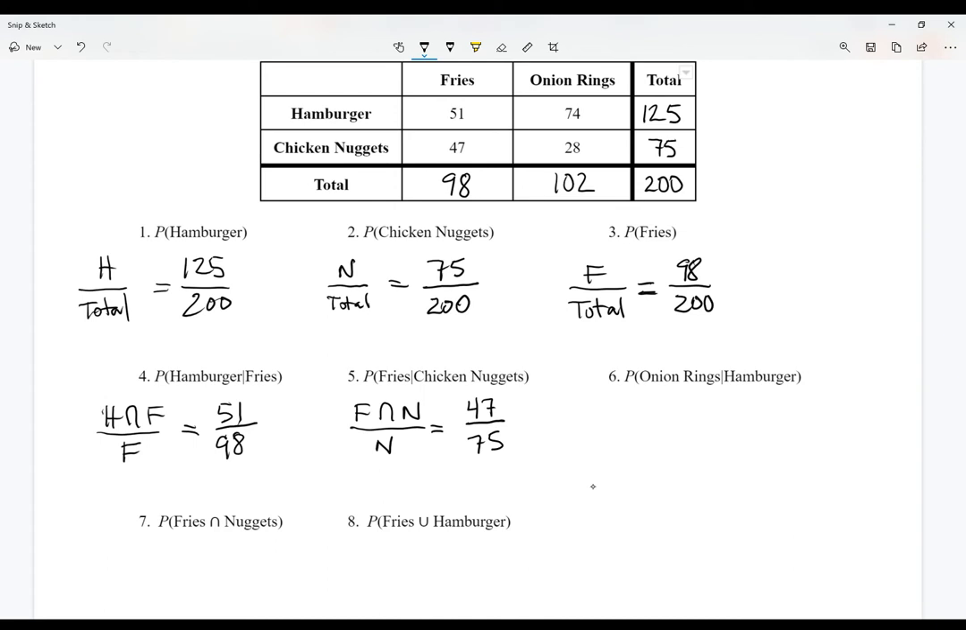And then the probability that they chose onion rings given that they chose a hamburger. And once again, this is the number of, I'll put OR for onion rings, and hamburger over those that chose hamburgers. And so that's onion rings and hamburgers, which is 74, over the total number that chose hamburgers, which is 125.